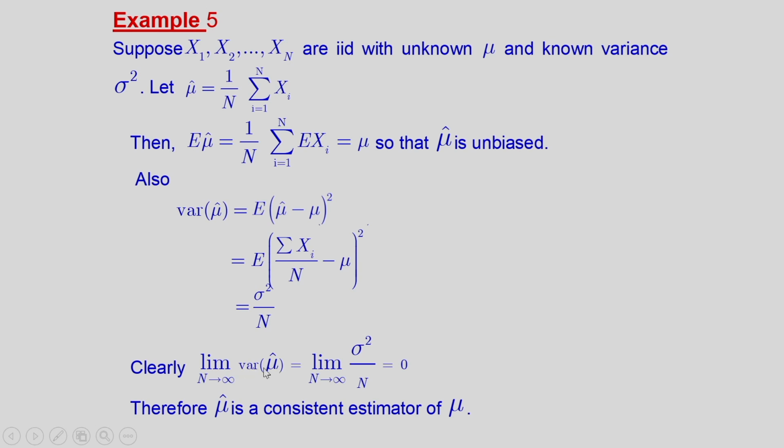So, the limit of the variance of mu hat as n tends to infinity is equal to the limit of sigma square by capital N as n tends to infinity, which is equal to 0. Therefore, mu hat is a consistent estimator of mu. So, that way the sample mean is not only unbiased, but it is also consistent. That means, if we have more and more data, then the variance will go down to 0, and we will get the true value of mu. So, that is the idea behind consistent estimators.